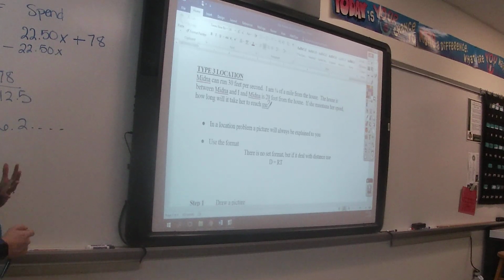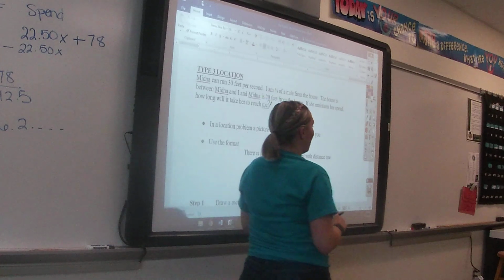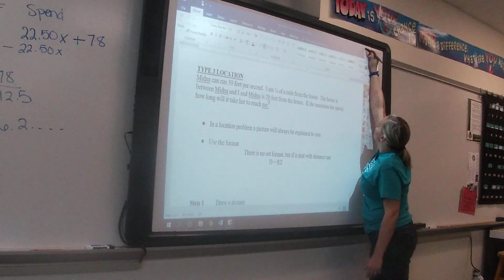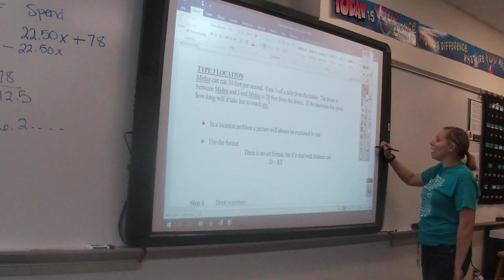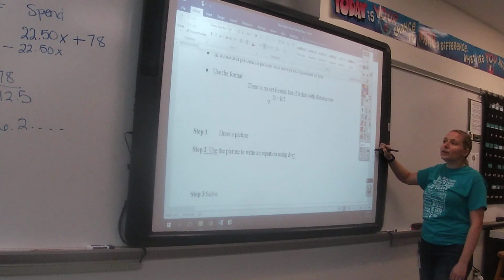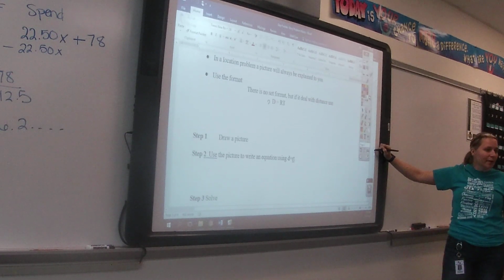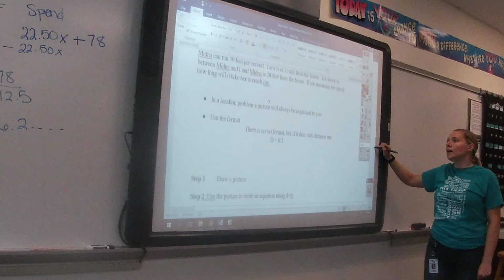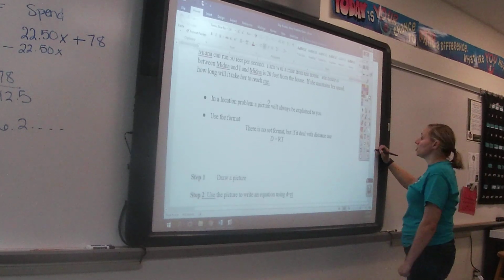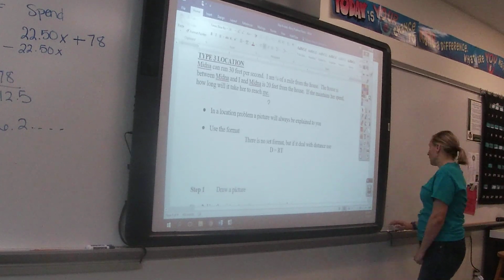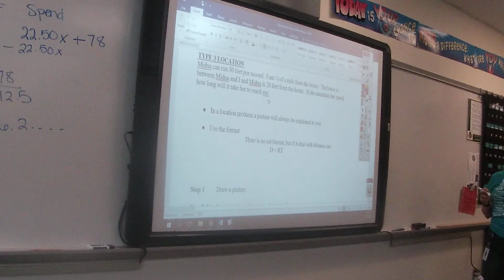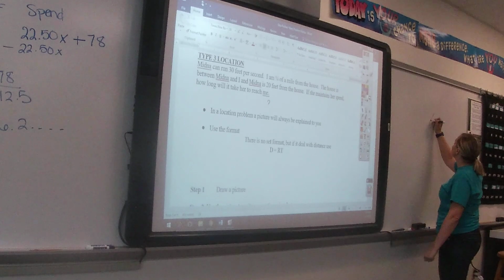I cannot stress this enough. In a location story problem, you should draw a picture. Pictures are super helpful in story problems often. Doesn't matter if you're a fantastic artist when you go to draw your picture. So here we go. Let's do a picture here with Midna. What does it tell me? I am a quarter of a mile from the house. So what am I going to draw? A house. So here's my house.